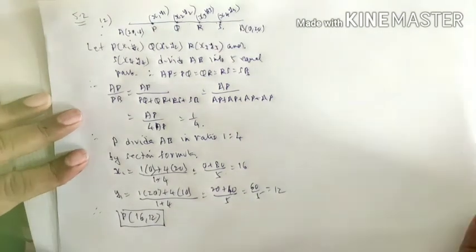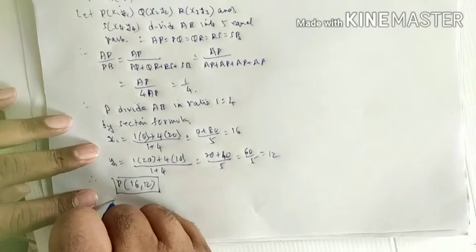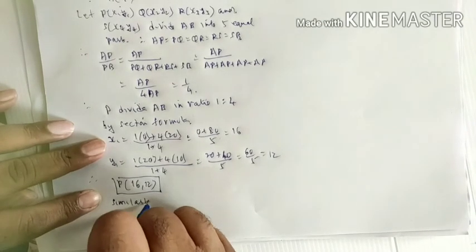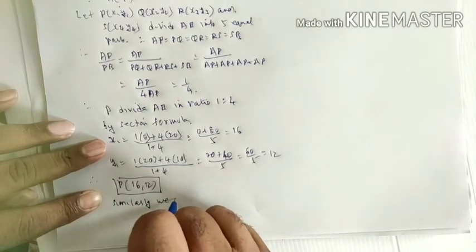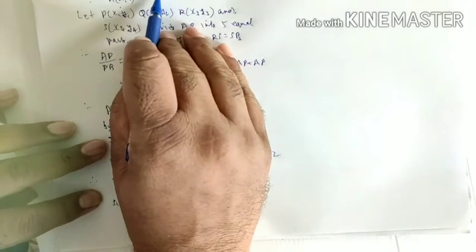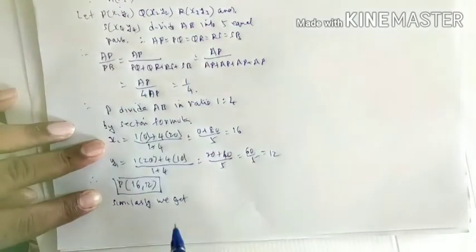अभी similarly what we get? Similarly, we get, see, AP Q. P is midpoint of AQ.